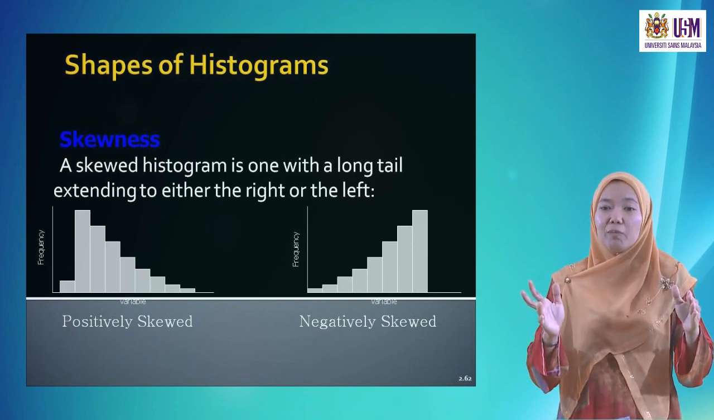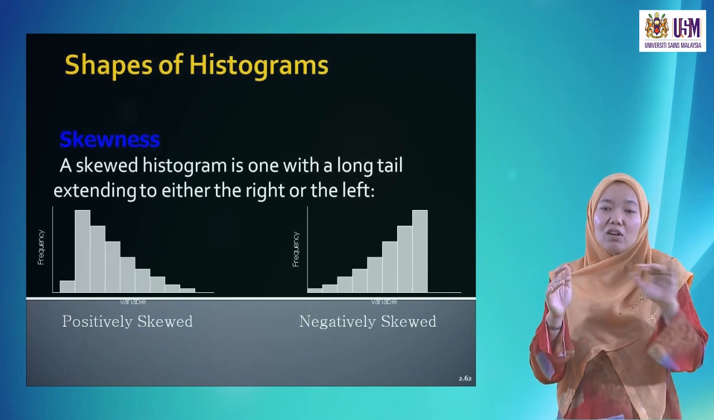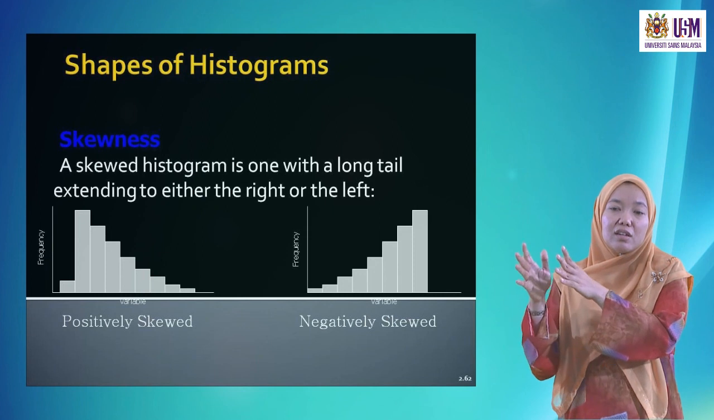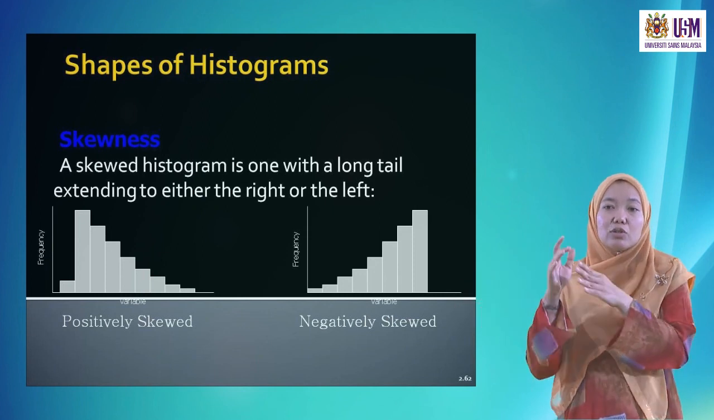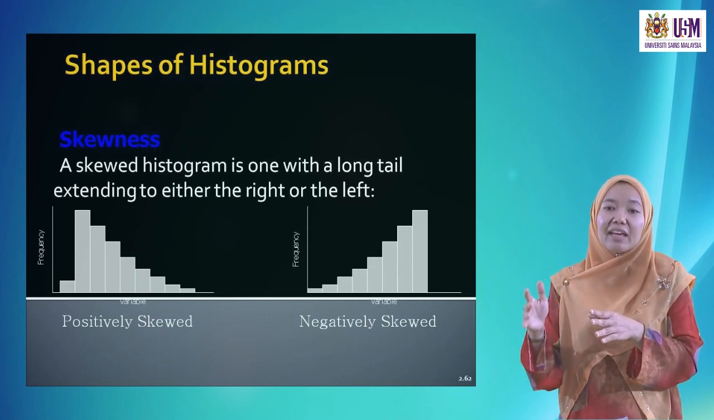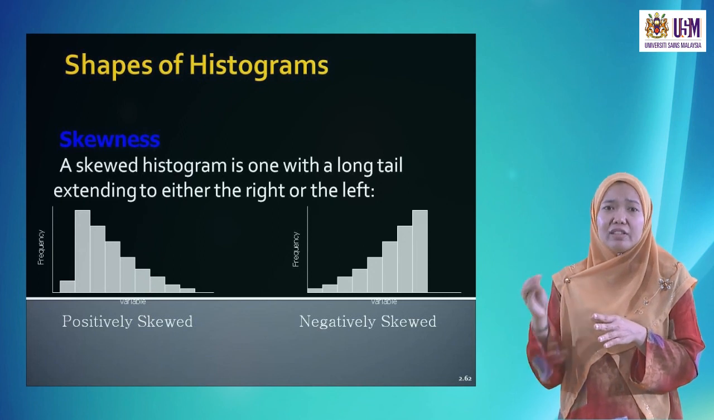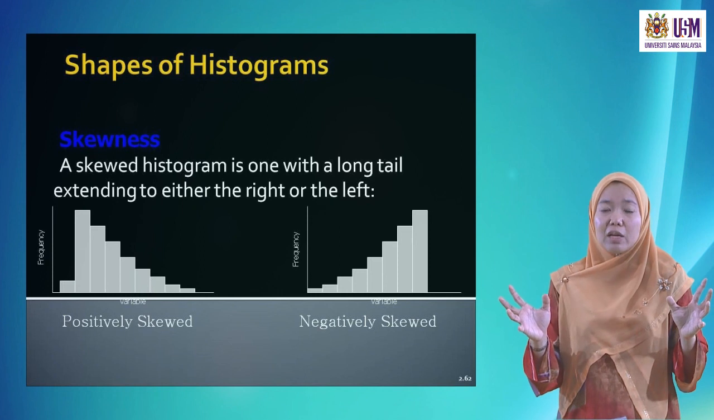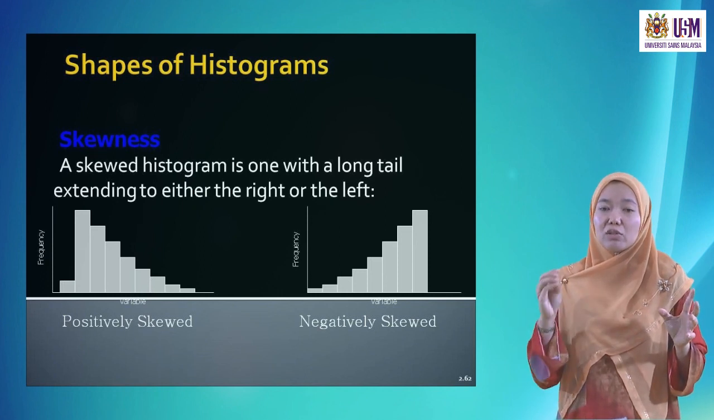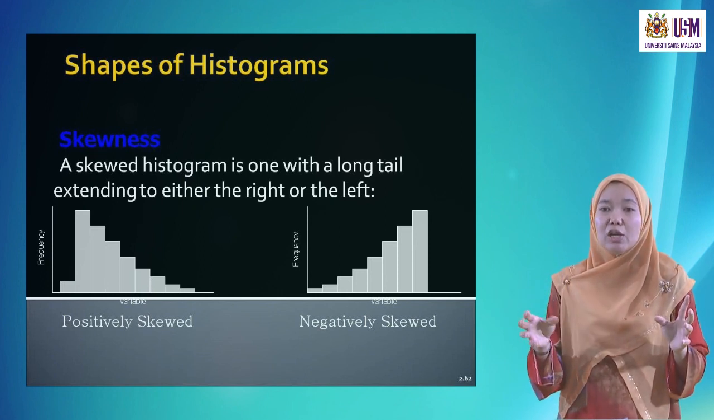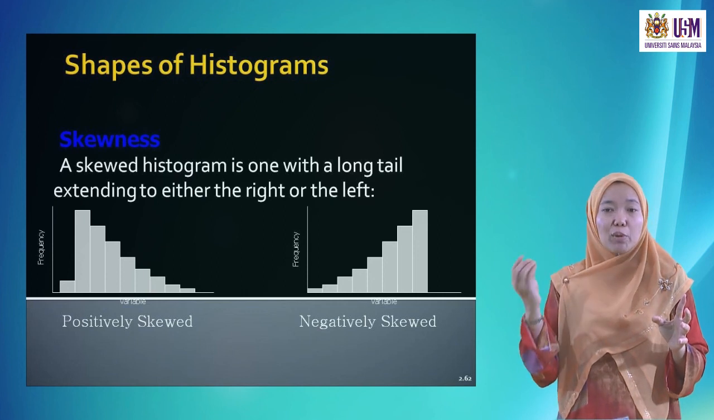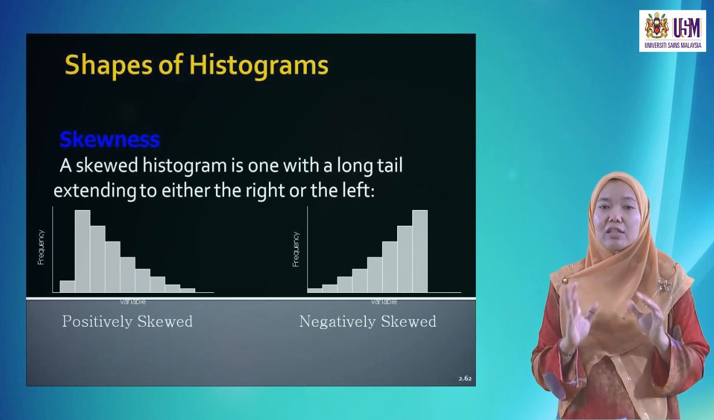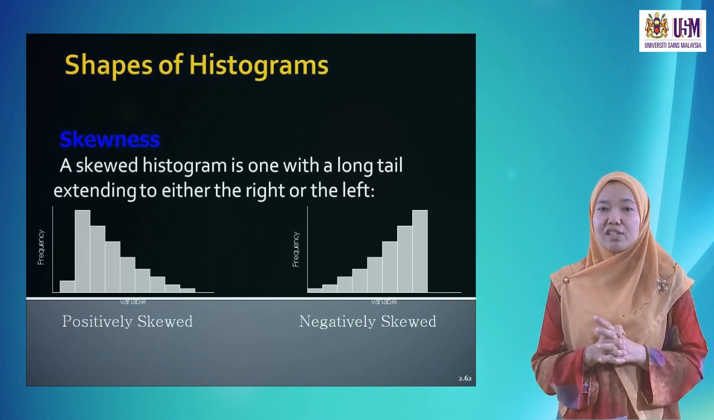On the other hand, if you have the tail on the left-hand side of the histogram, this one is the histogram on your right-hand side. So that one is what we call negatively skewed. This is how you describe the shape of a histogram by simply looking at it. But statistically, we can also use a quantitative measure to measure whether it's positively skewed or negatively skewed, or whether there's no skewedness, that means it's perfectly symmetrical.